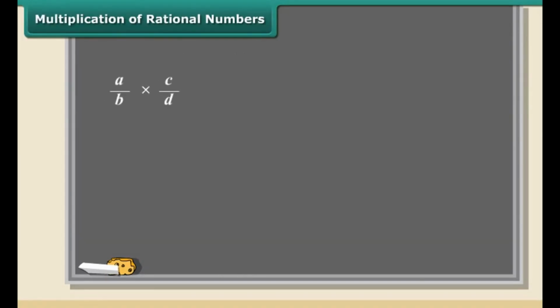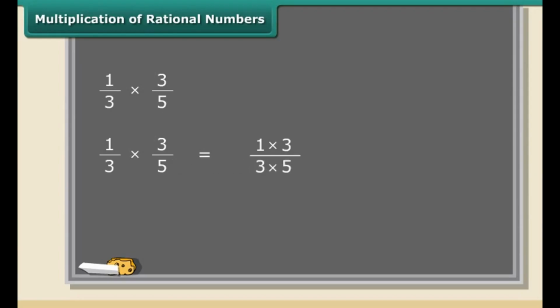Now we will study multiplication of rational numbers. This is the easiest one. To multiply two rational numbers, just multiply the numerators and denominators separately like this. Here is an example. We will multiply 1/3 and 3/5. First of all, we will multiply the numerators. Now we will multiply the denominators. Now this fraction can be further simplified to 1/5.